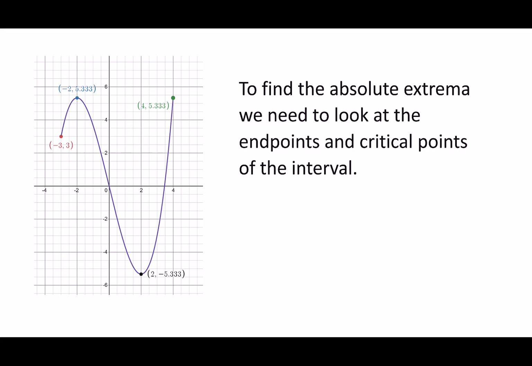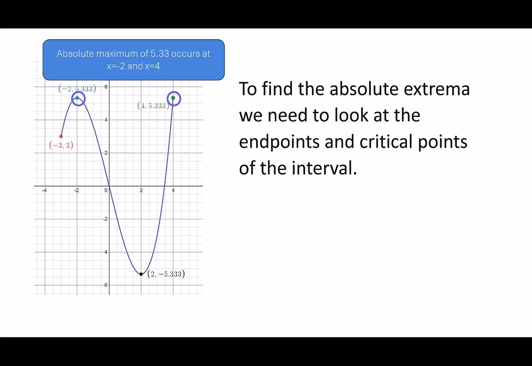We have two highest points in this graph, the one at (-2, 5.33), and the one at (4, 5.33), which tells us we have an absolute maximum of 5.33 that occurs at both x equals -2 and x equals 4. We only have one smallest point, which is (2, -5.33), which we call the absolute minimum.